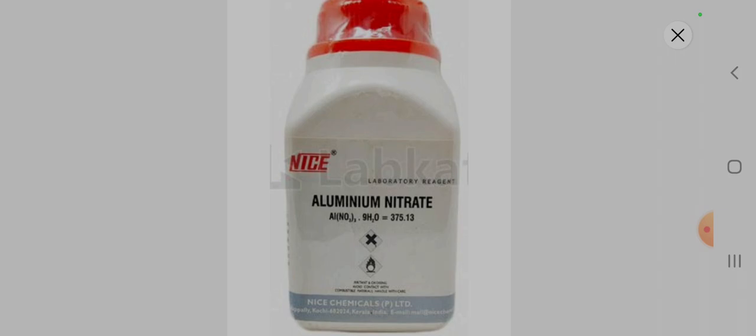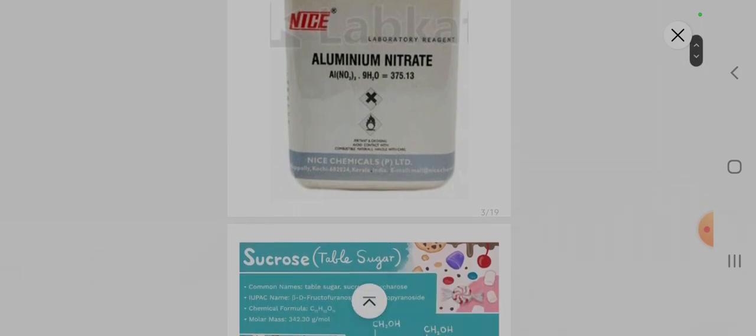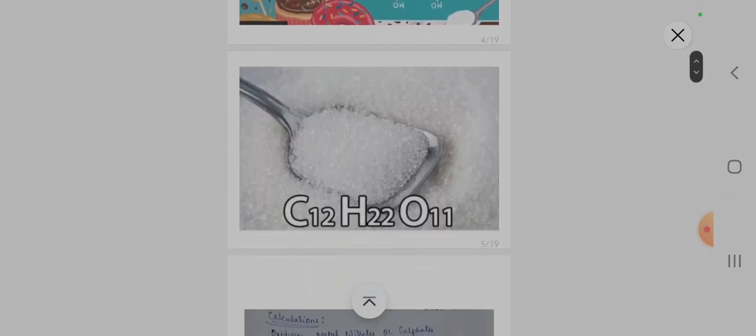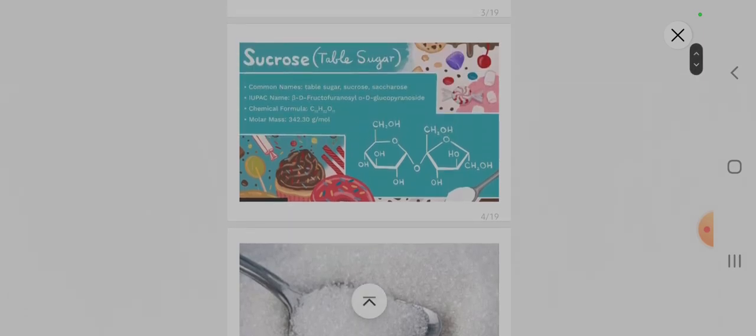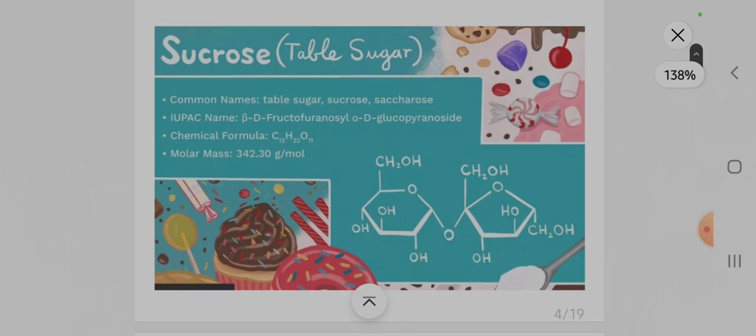In this experiment, I used sugar as a fuel. Here you can observe sugar, the daily table sugar that we use at home, taken as fuel. The organic fuel acts as a reducing agent. The fuel is the common sugar, which we also call sucrose, and its chemical formula is C12H22O11. Its molecular mass is 342.30 grams per mole.